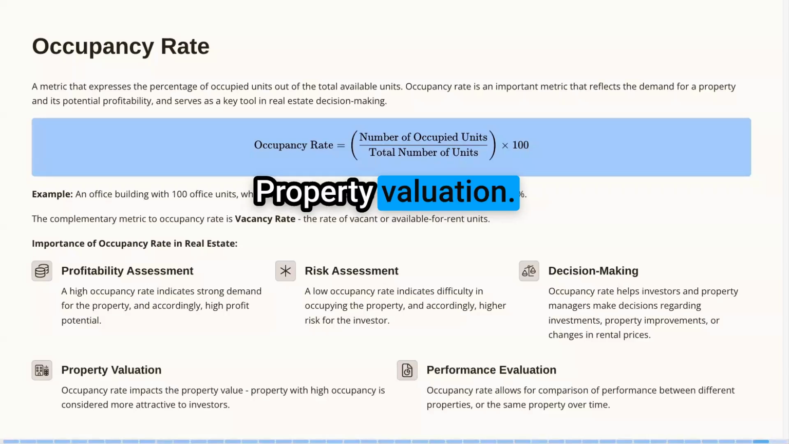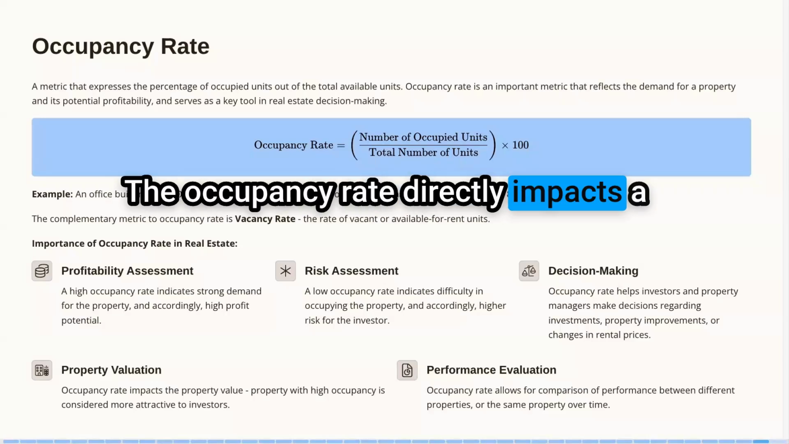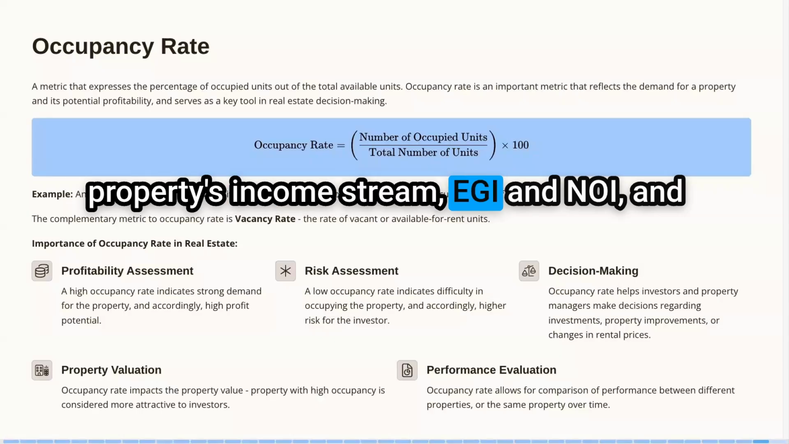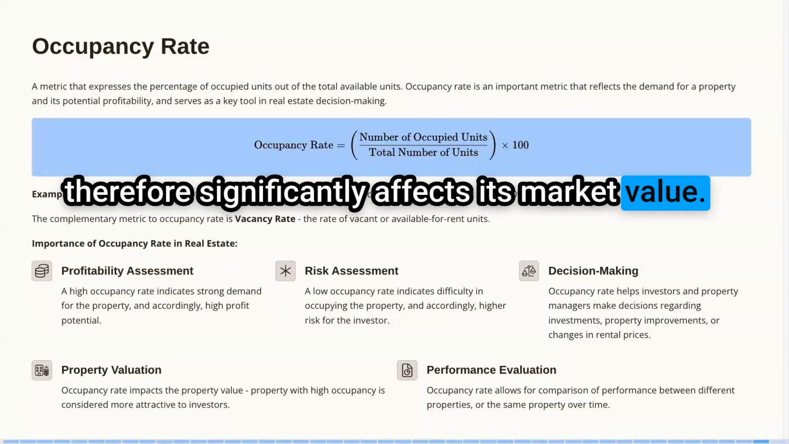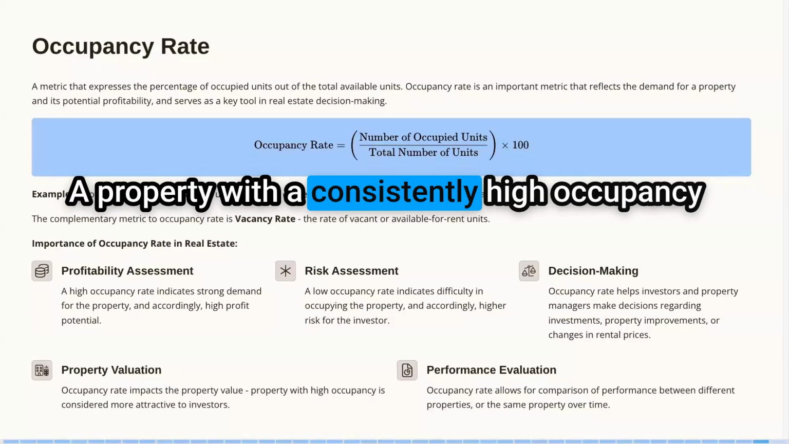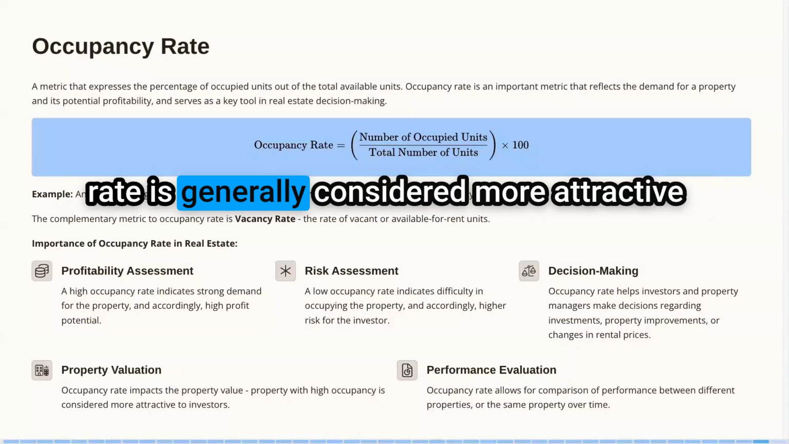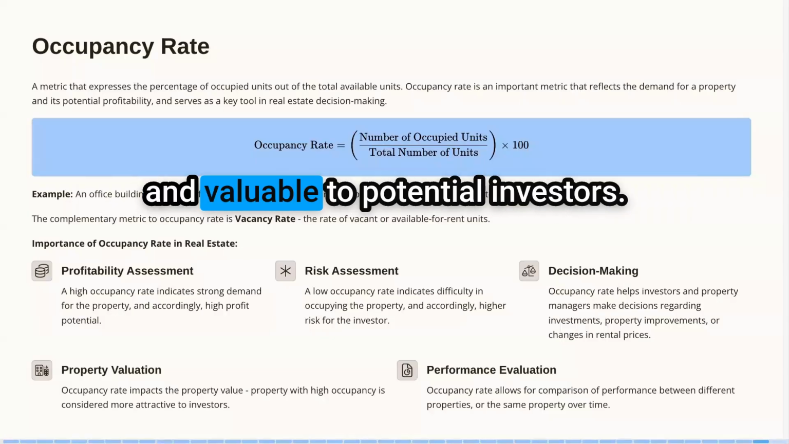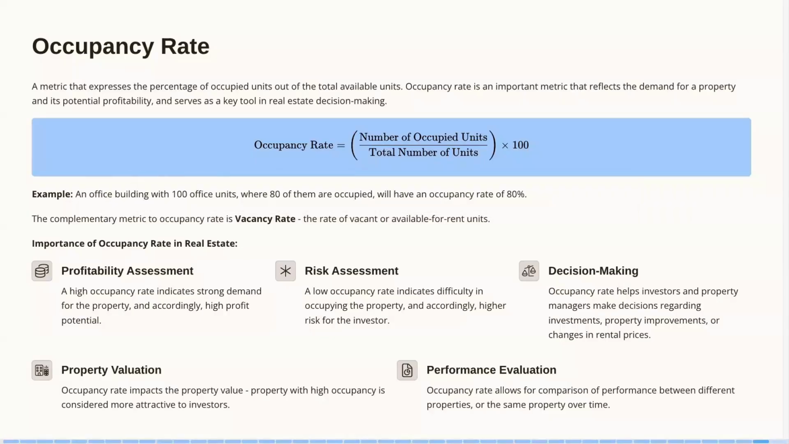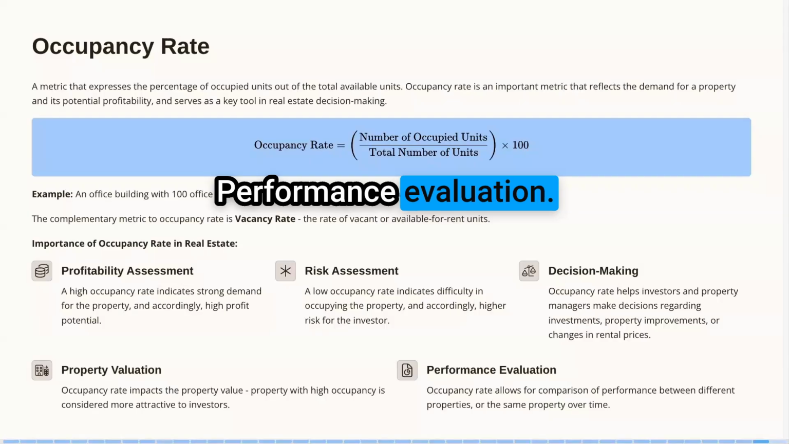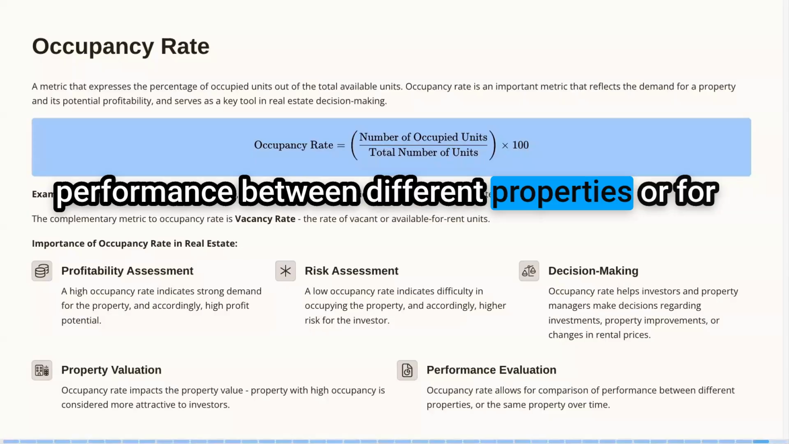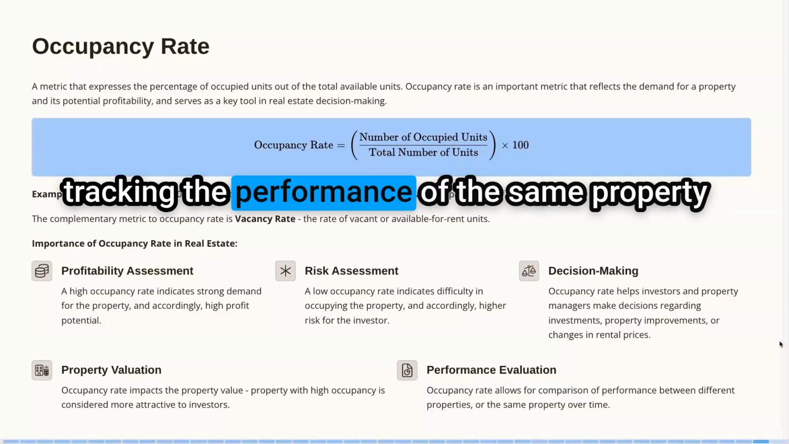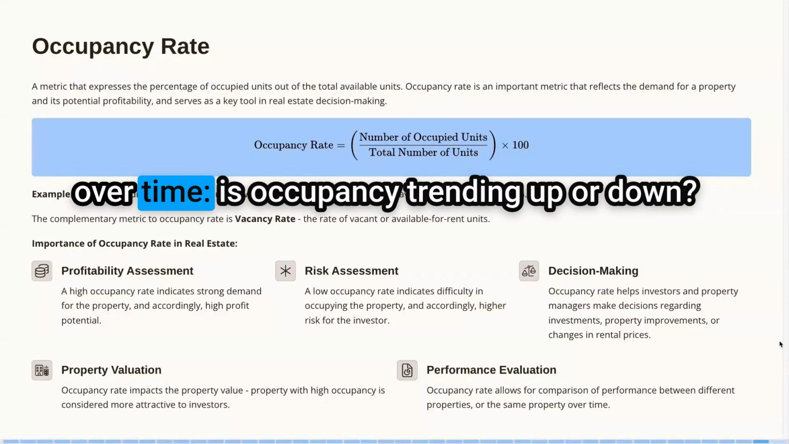Property valuation: the occupancy rate directly impacts a property's income stream, EGI and NOI, and therefore significantly affects its market value. A property with a consistently high occupancy rate is generally considered more attractive and valuable to potential investors. Performance evaluation: the occupancy rate allows for the comparison of performance between different properties or for tracking the performance of the same property over time. Is occupancy trending up or down?